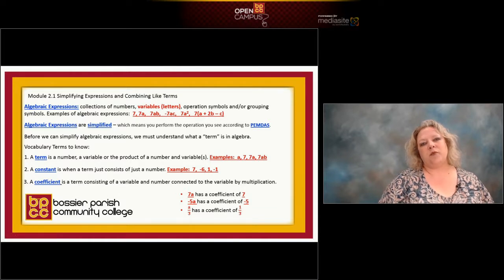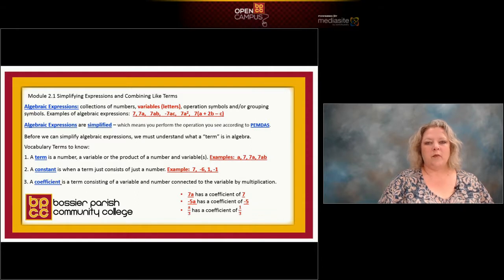And algebraic expressions are similar to numerical expressions, with the one exception that they have variables or letters combined in them with numbers and grouping symbols such as add, subtract, multiply, divide, parentheses, square roots, any of those symbols that say, hey, whatever's under here, do this first.